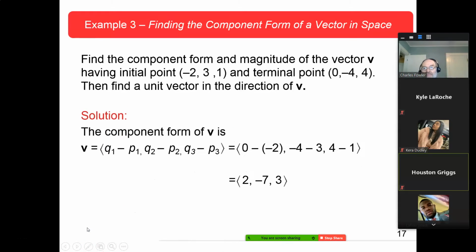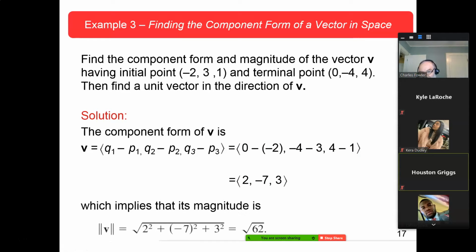how they did it. Component form, just like we said, they spelled it out for you. Q1 minus P1, comma, Q2 minus P2, comma, Q3 minus P3, where Q is the terminal, P is the initial, and just like we got 0 minus negative 2, negative 4 minus 3, and 4 minus 1, which gave you 2, negative 7, 3, just like we got. Okay?